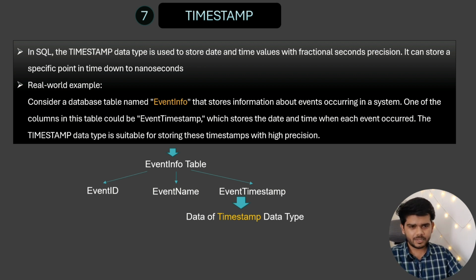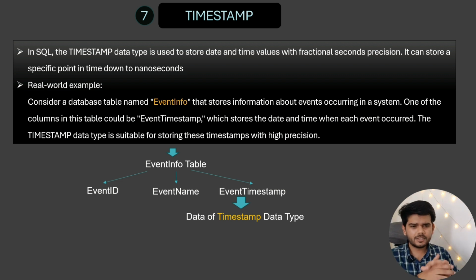Consider a database table, event info, that stores information about events occurring in a system, that is log in and log off. One of the columns in the table could be event timestamp, which stores the date and time when the event occurred. The timestamp data type is suitable for storing this timestamp with high precision. When we require high precision, we can make use of the timestamp.